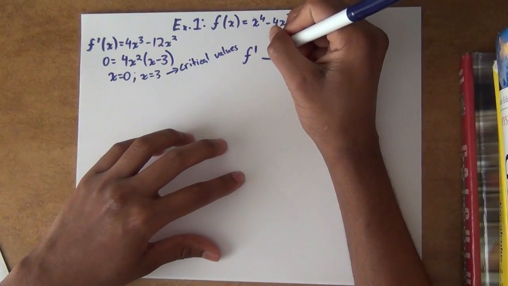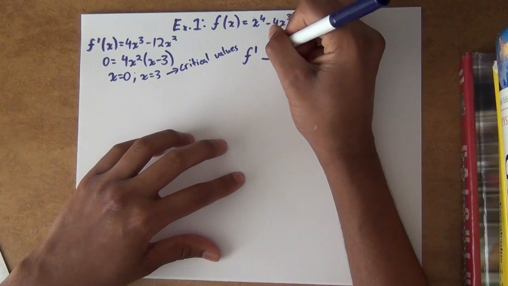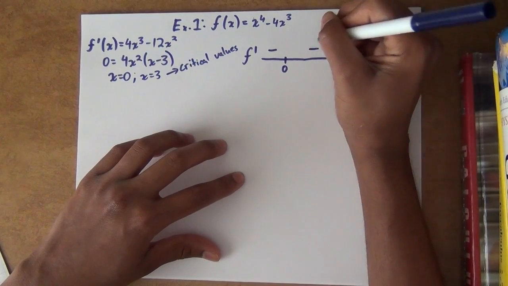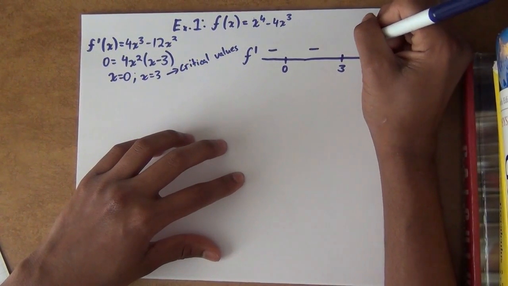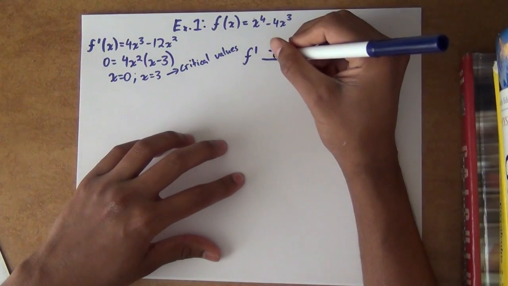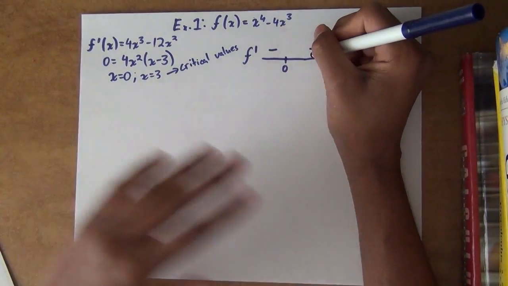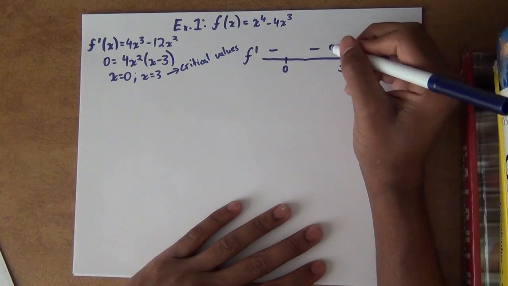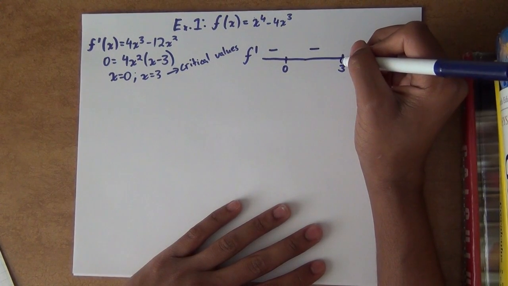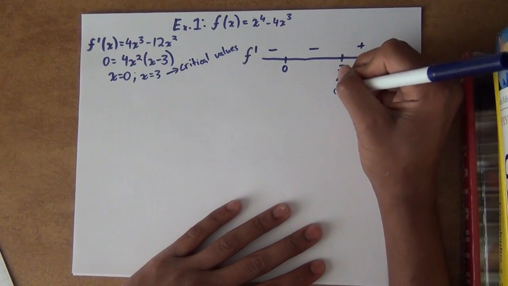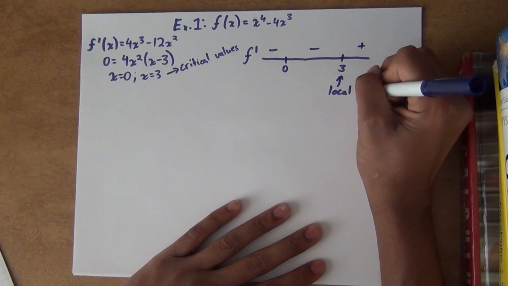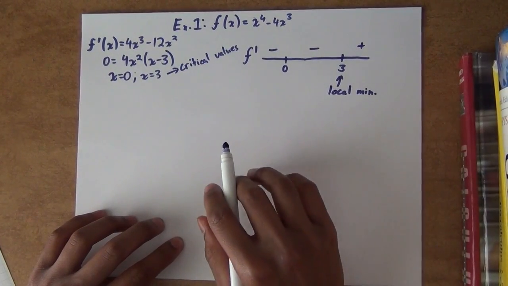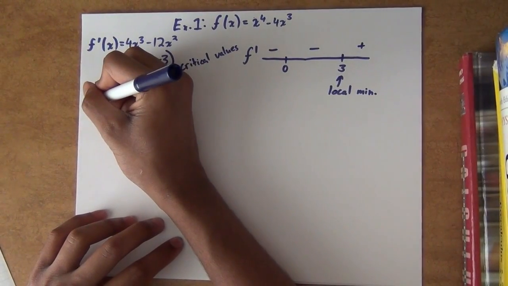When it's less than 0, the first derivative is negative. From 0 to 3, it's negative, and then greater than 3, it's positive. So it didn't change from before 0 to after 0, so there's no maximum or minimum there. But the slope went from negative to positive at 3, so this will be a local minimum. So we have one local min, and now we proceed with the problem.